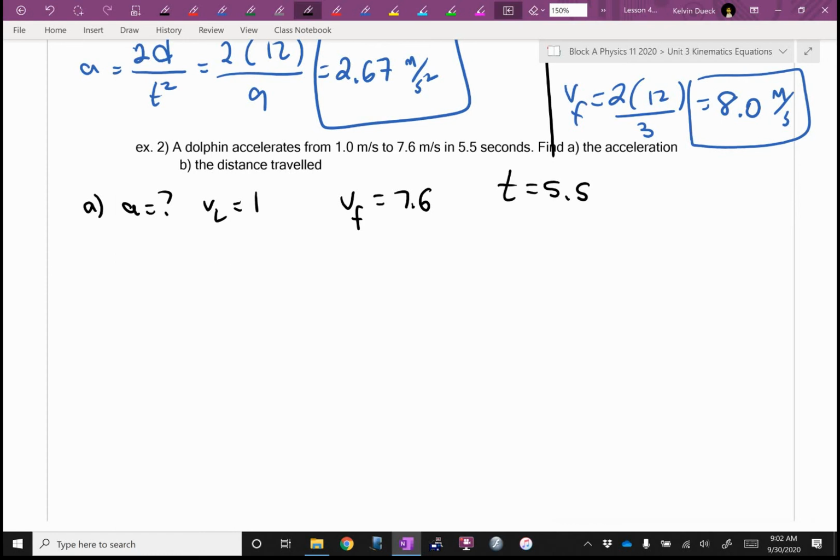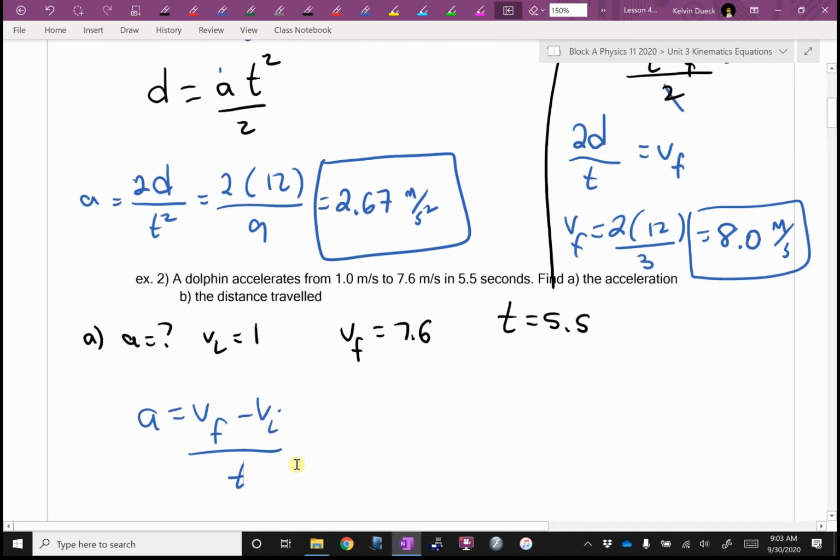Stop. Did you hear what he said? Say it again, loud. VF equals VI plus AT. Stare at it, look at it. Can you rewrite the equation in your head to get the A by itself? A equals VF minus VI over T. If you can do that, I am totally fine if you go straight to this step, if you want to skip writing out the original equation.